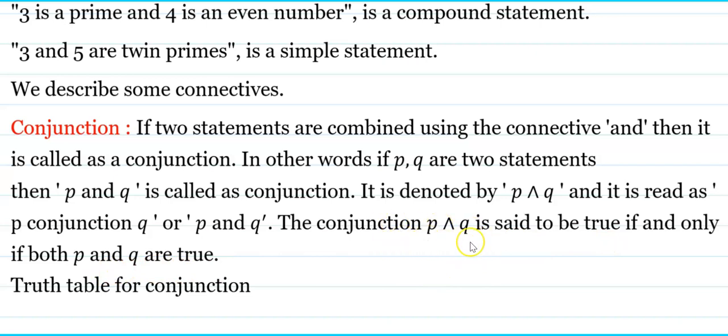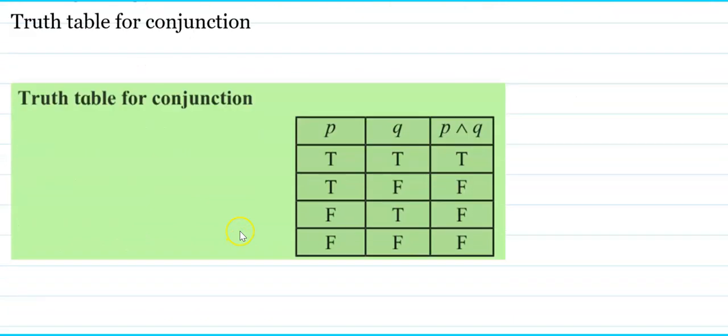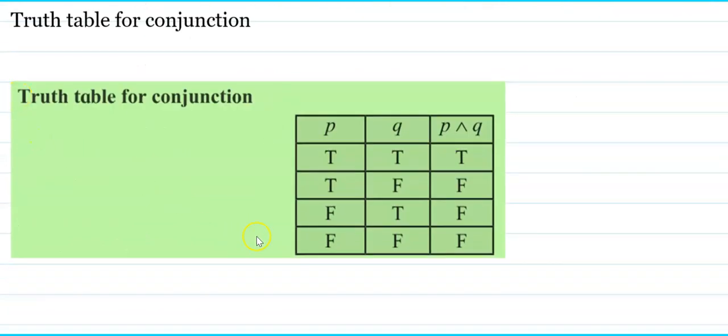If both are true, then it is true, otherwise false. Now see the truth table. For P, how do we take it? Two times T and two times F. 2 raised to 2, since there are two statements. 2 raised to 2 means 4. So for P, double T, double F. For Q, TF, TF, in this manner. This is a fixed table, you have to remember it.